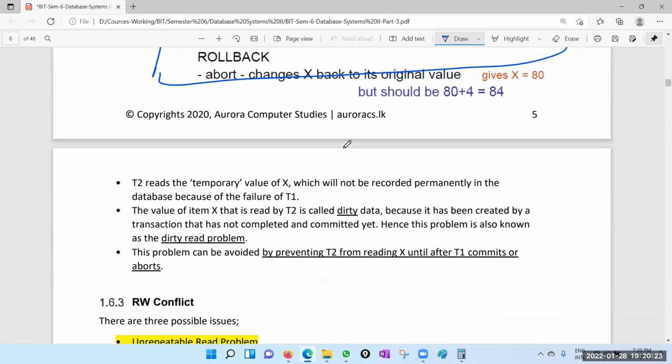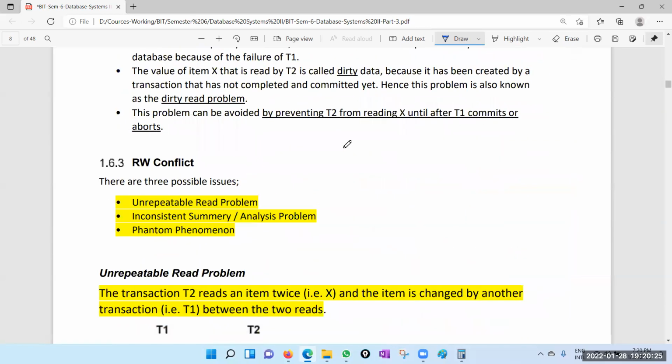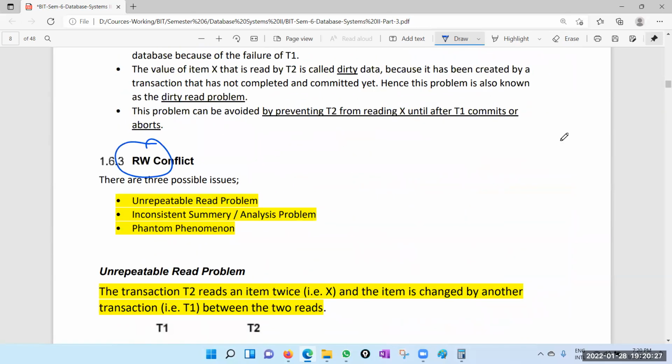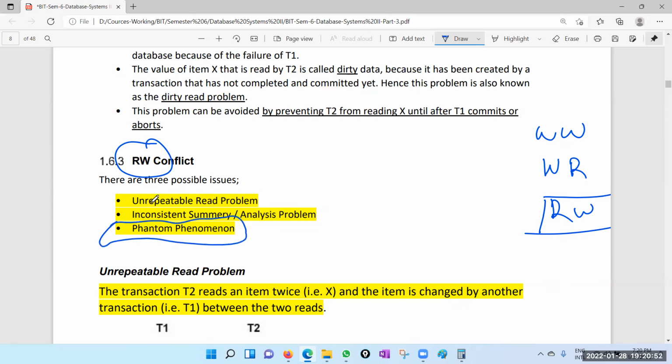Right. So the next conflict is read-write conflict. Now we have discussed write-write, lost update, write-read, dirty read. This is read-write. Sometimes we call it unrepeatable read or inconsistent summary or analysis problem. And a special case of read-write is phantom. Phantom we will take as a separate one.